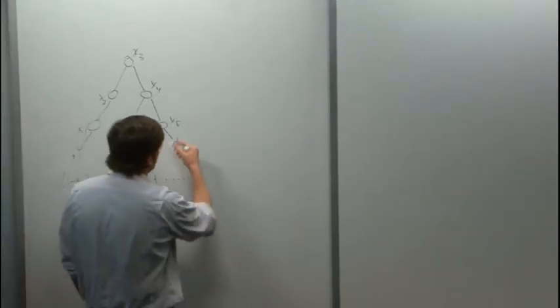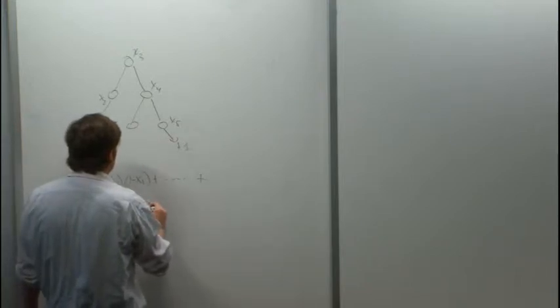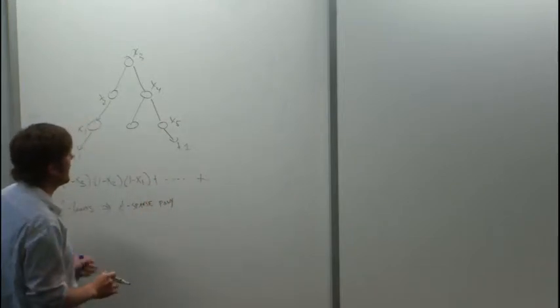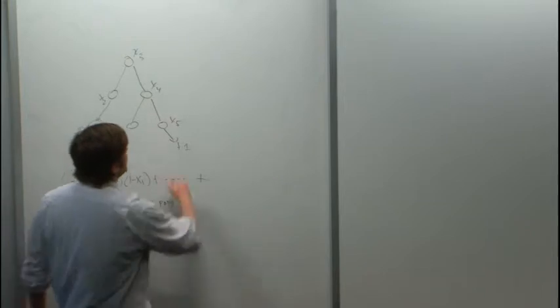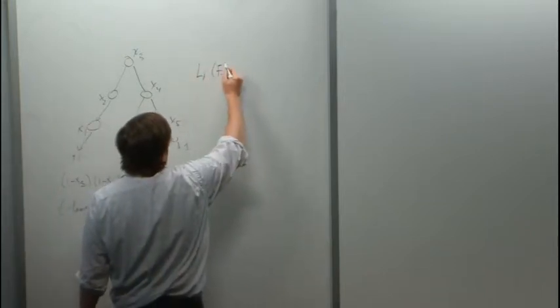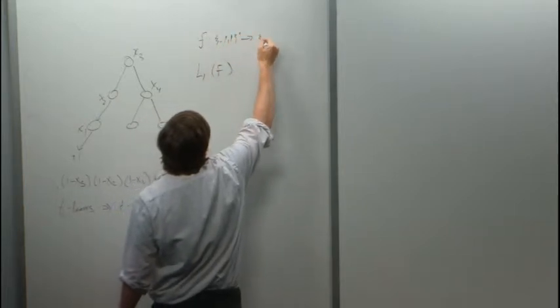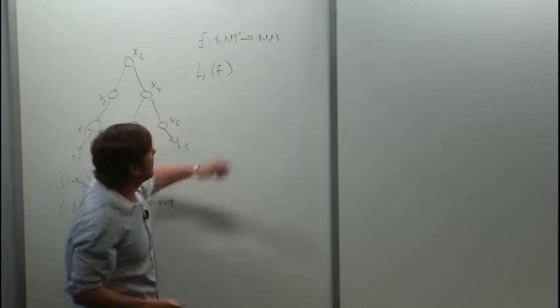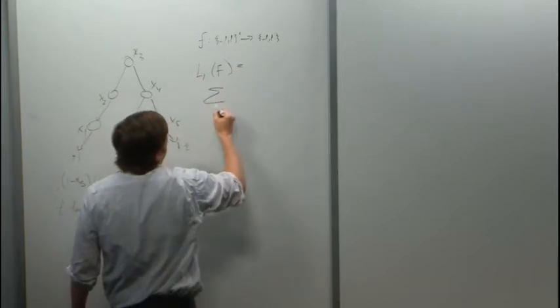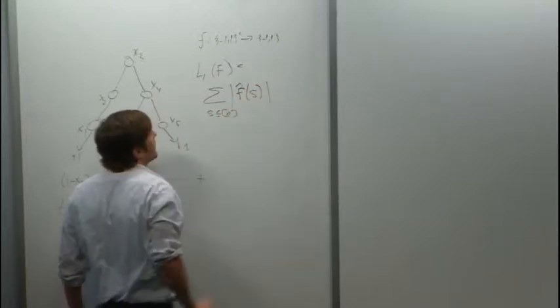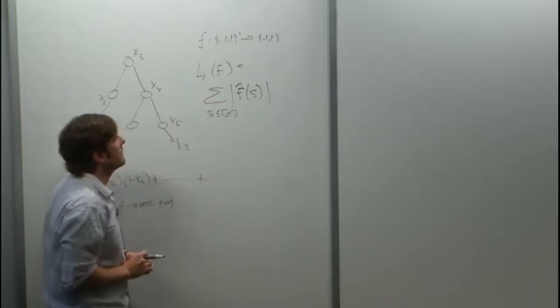In particular, I said that if the decision tree has t leaves, this implied a t-sparse polynomial computing the decision tree. This isn't quite correct. What I should have done was introduced the following notation. If you have a function f, I should have defined L1 of f to be the sum of the absolute value of the coefficients of the polynomial computing f.